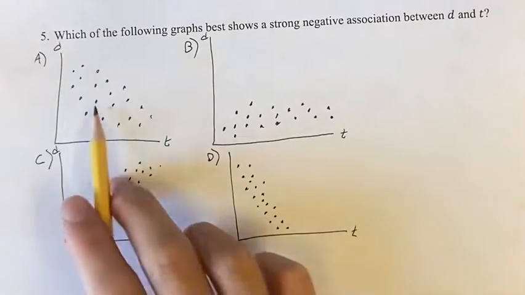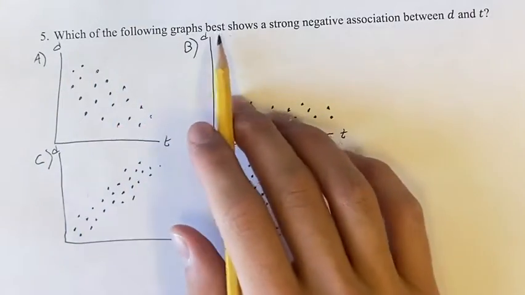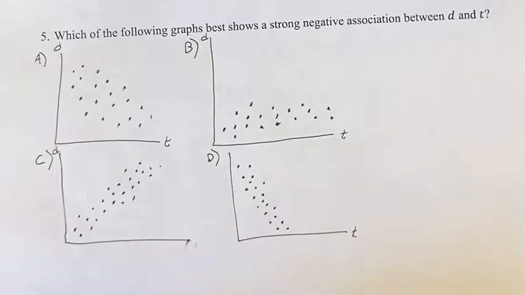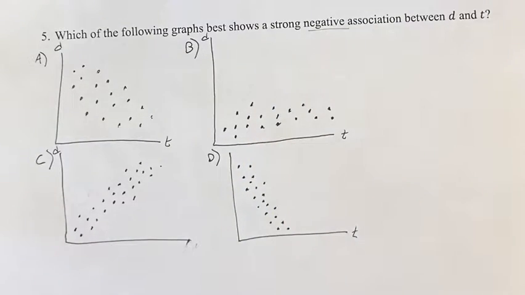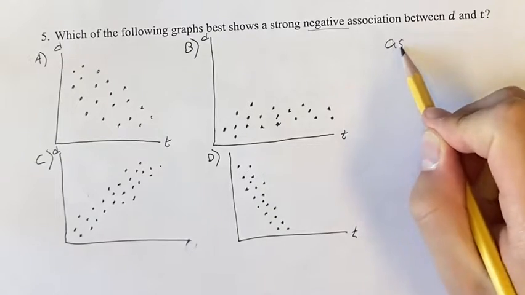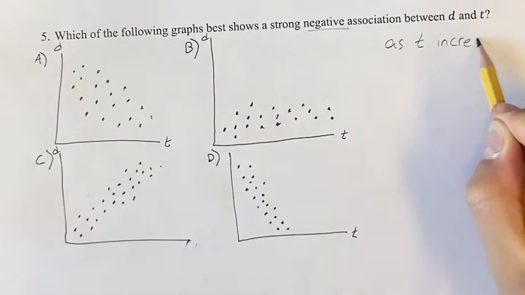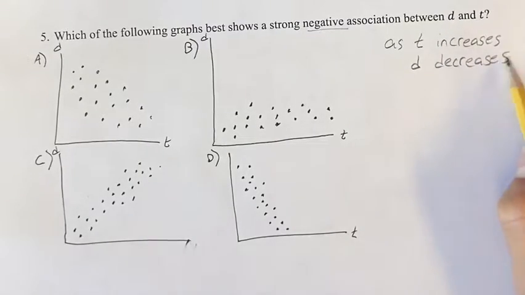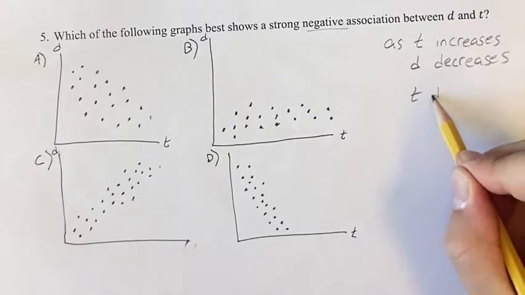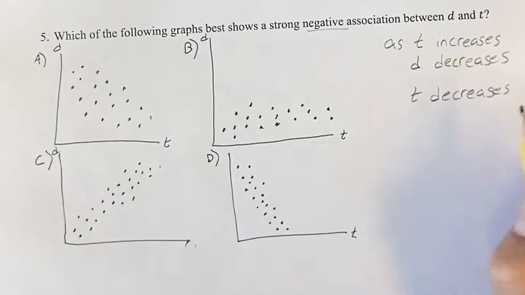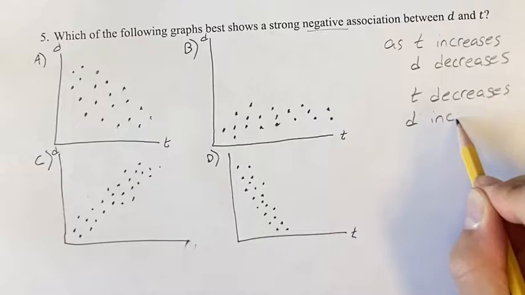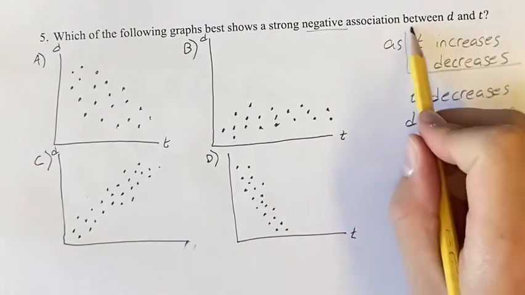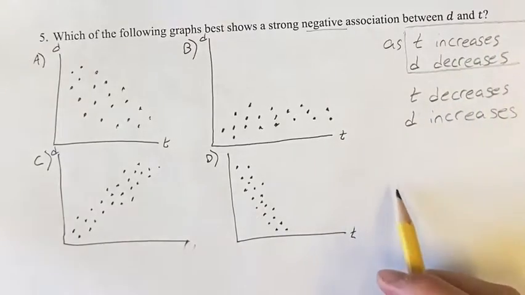In this problem, we're given 4 graphs, and we're asked which of the following best shows a strong negative association between D and T. Especially, let's try and see which ones have a negative association. And that means as T increases, D decreases. And this is the same thing as saying as T decreases, D increases. But when we're measuring over T, it's a little bit easier to visualize it based off of this, but these are basically saying the same thing.